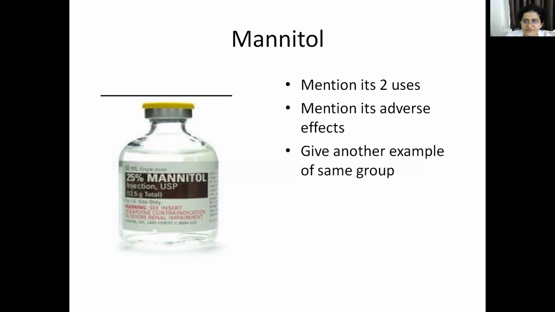Then mention its adverse effects. This is an osmotic diuretic. So what are the adverse effects of mannitol? First, it causes increased excretion of glucose. Then give another example of the same group. Another osmotic diuretic is glycerol.